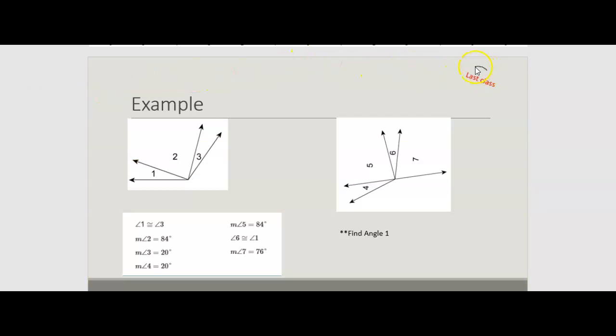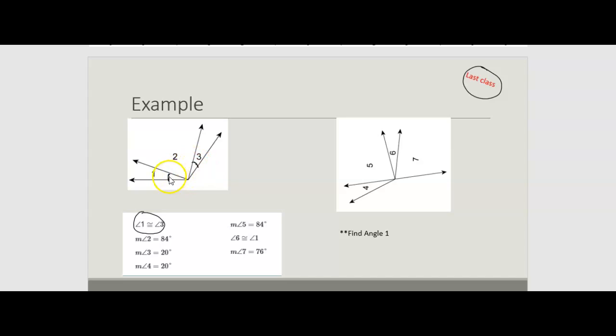So just to finish our notes up from last class, this was an example we were going to go over. Basically, they give you a bunch of angle measures and a few different diagrams. So we can look at the first diagram, and we just want to label everything that we know. And here's the first bit of information. It tells us that angle 1 and angle 3 are congruent. So we can mark those equal.